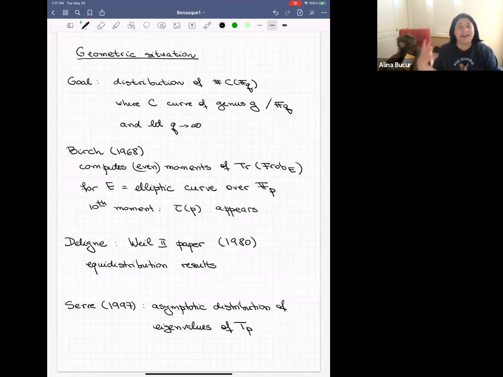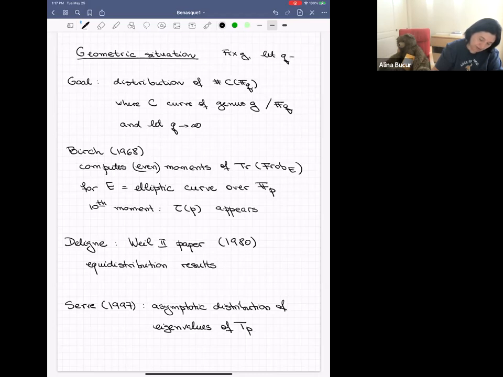So what does this bias? Well, let me tell you that it biases quite a lot. So in the geometric situation, the goal here is to look at the distribution of the number of points on a curve C over F_q, where C is defined over F_q and has genus g, where we fix the genus and we let q go to infinity. So this is, right, fix g, let q go to infinity.